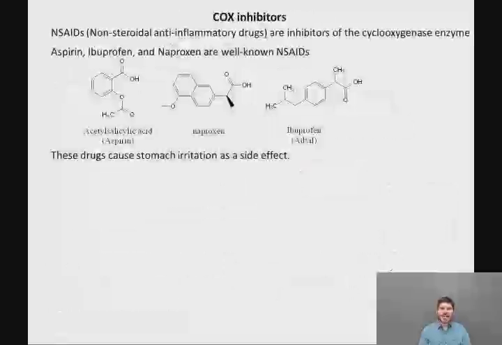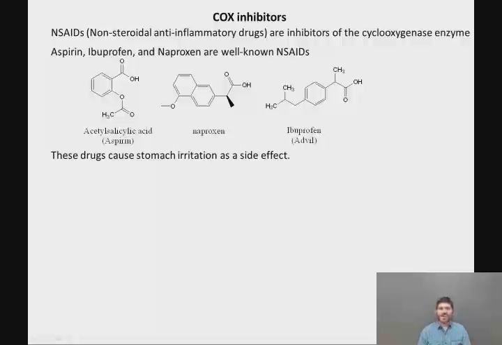So, as I have said, one of the reasons we want to reduce prostaglandin synthesis is to reduce inflammation. And you have probably all heard of the class of drugs called NSAIDs, which stand for non-steroidal anti-inflammatory drugs. We looked a little bit in the previous lesson at how prednisone functions as a steroid anti-inflammatory drug. But the non-steroidal anti-inflammatory drugs are actually inhibitors of this enzyme called cyclooxygenase. And the most well-known NSAIDs are aspirin, or acetylsalicylic acid, naproxen, or ibuprofen.